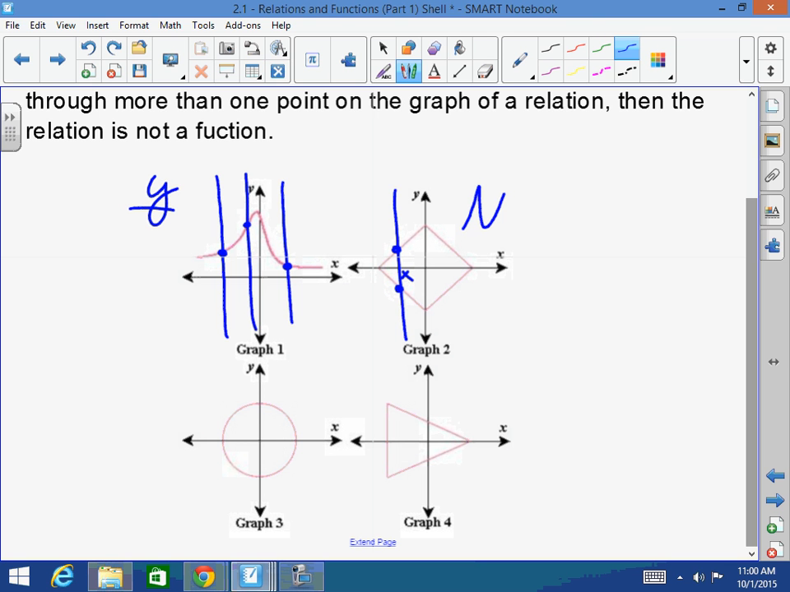This is not a function. If I do the vertical line test here, at this particular x value, how many y values do I hit? Can I have two different y values for the same x? So this is a big fat no. How about here? When I do a vertical line test, how many y values do I hit at this particular x? Can I have two different y values for the same x value? No.